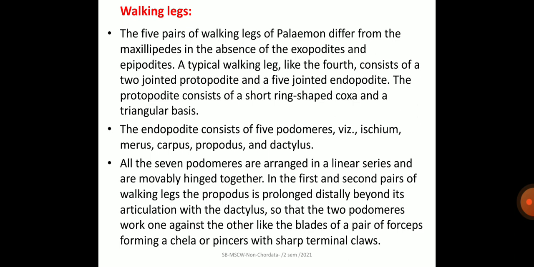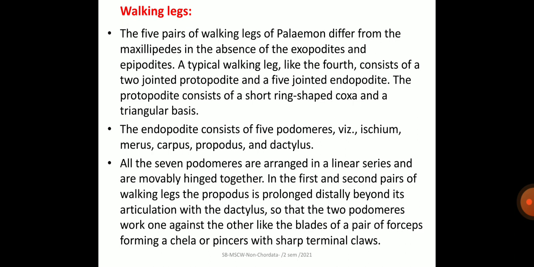So again, the same information, it's just going to be the repetition of whatever I just told you. The 5 pairs of walking legs of Palaemon differ from maxillipedes in the absence of exopodites and epipodites, while a typical walking leg like the fourth consists of a 2-jointed protopodite and a 5-jointed endopodite. The protopodite consists of a short ring-shaped coxa and a triangular basis. The endopodite consists of 5 podomeres. You have to learn them by heart or memorize them.